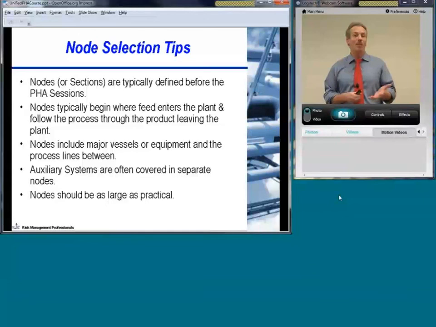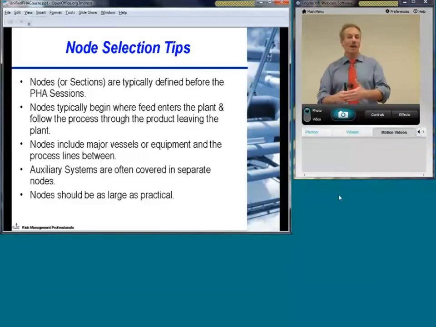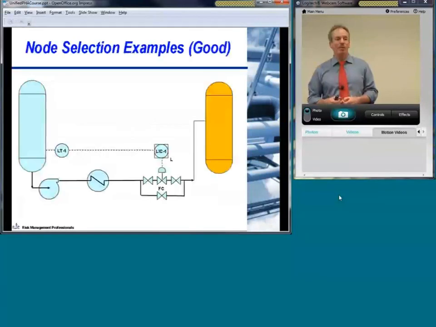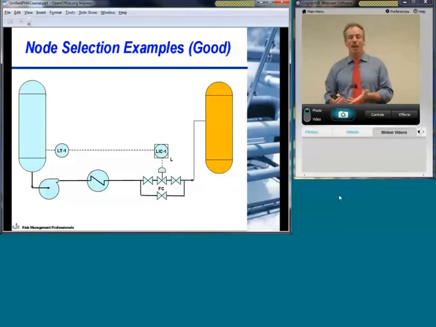What you want to do is, when the team has to consider those process dynamics and what goes on at the facility, make sure they think about similar events at the same time. Okay, some good examples of node selection. On your screen, you see a blue vessel on the left on level control with pump out on the bottom, going through a heat exchanger and through the level control valve, and then into another process vessel. The areas in blue basically are undergoing a common function.